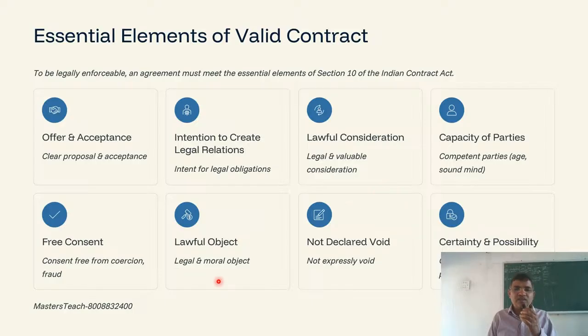Lawful object. In order to conduct, what is the motto? It should be a legal and moral objective. Not declared void, expressly void, it should not be there. Then certainty and possibility. The terms and conditions should be certain, and we should be able to perform. These are the essentials of a valid contract. They may ask, what are the essentials of a valid contract? You have to mention these 10 points.